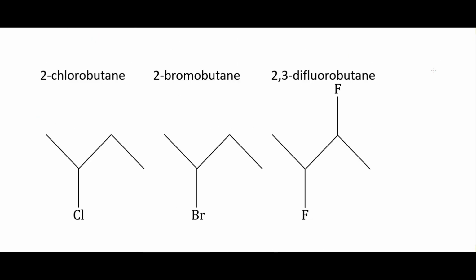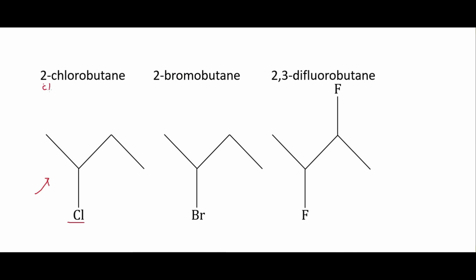Then we can also have halogenated hydrocarbons. And so again, we start from the end of the molecule that this substituent is closest to. And so this is a butane, and there is a chlorine coming off of the second carbon on it. So we call it 2-chlorobutane.